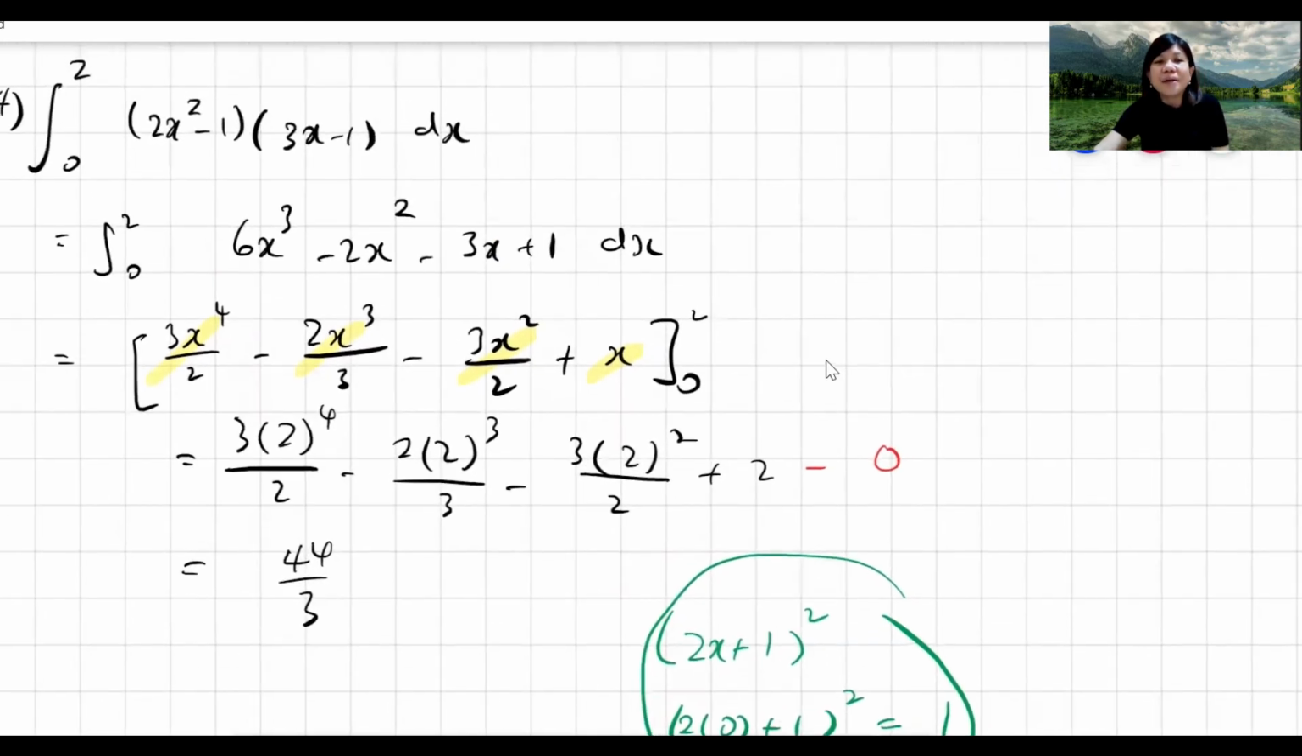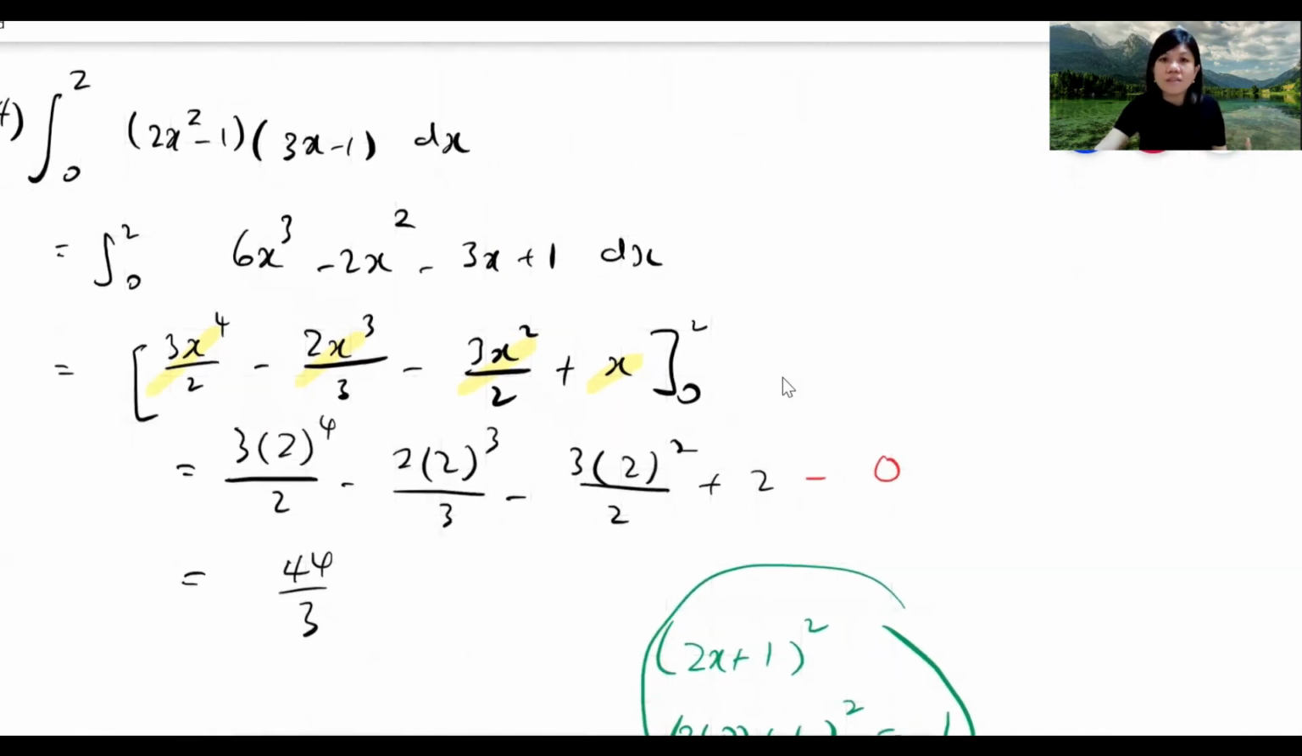Okay, so I hope you have actually learned additional thing today, which is integration with a definite function and with its upper and lower limits. So make sure you try some questions for yourself.